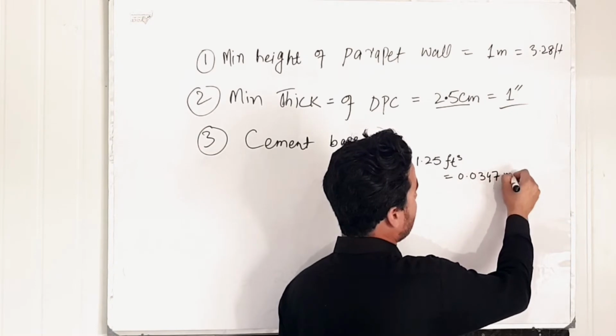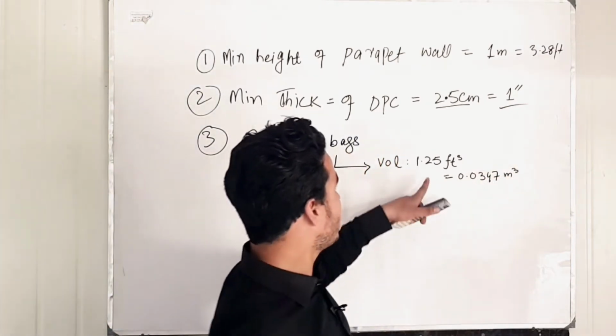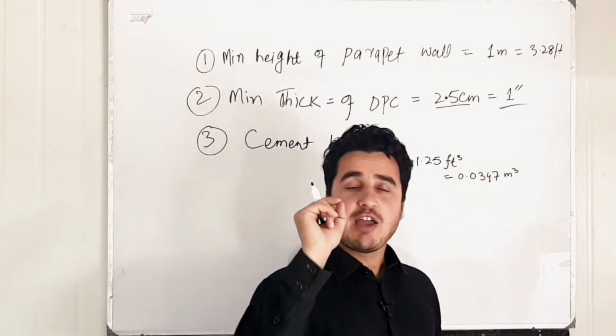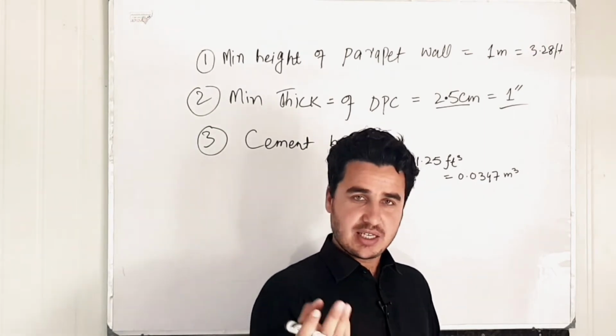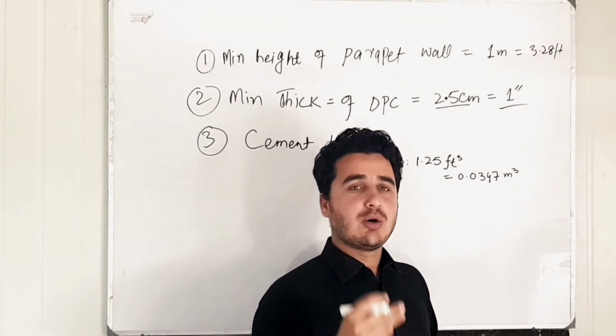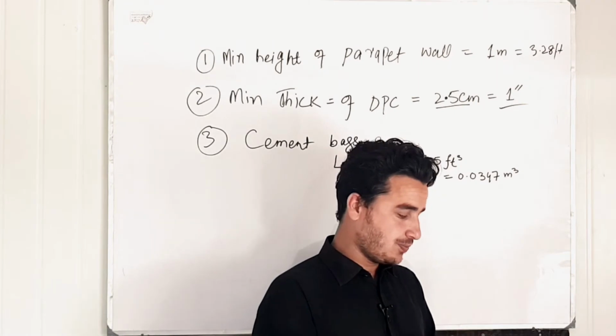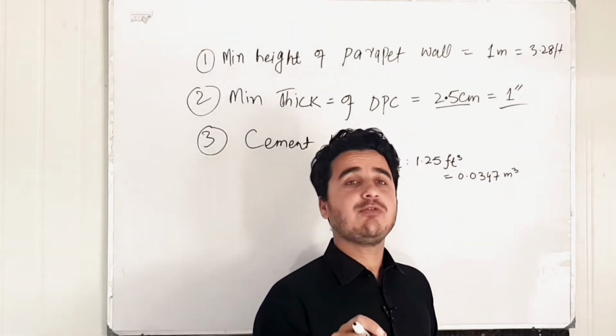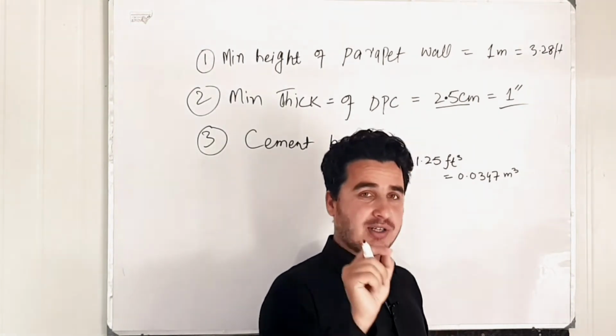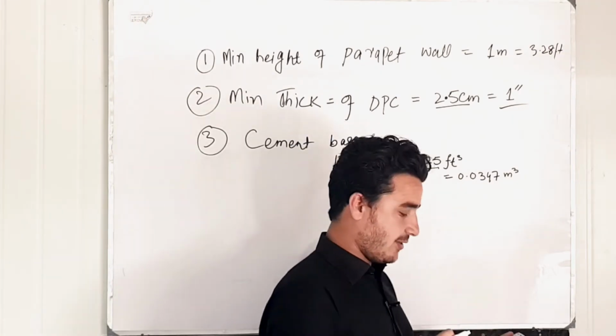0.0347 cubic meters. So if you are converting 500 cubic feet of cement, like I will be using 500 cubic feet of cement, then 500 divided by 1.25.